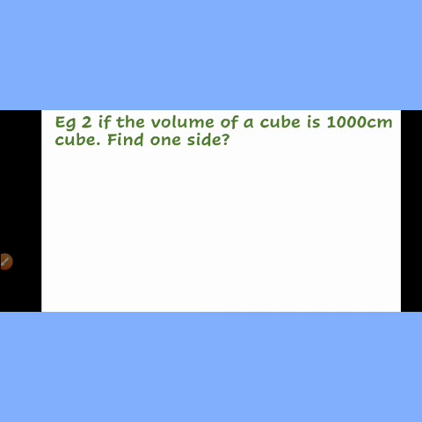It says in example 2, if the volume of a cube is 1000 centimeter cube, find one side. Now, if you look at the previous example, we're asked to find the volume of the cube. Now, here we're asked to find one side because we're now given the volume of the cube. Now, to do this, we are going to use the LCM method to find the cube root of 1000 centimeter cube.